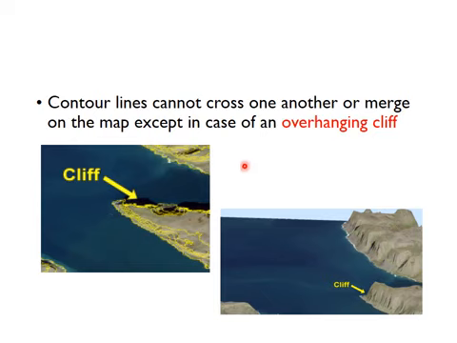So the last one is the cliff. Generally contour lines will not cross one another. In previous images also we have seen that contour lines will not cross one another. It is in a cliff alone, an overhanging cliff alone, that the contour lines will be overlapping. See here, this is a cliff, and the cliff contour lines, shown here in yellow color, alone will be overlapping. In other cases, there won't be any merging of contour lines. This is also one of the characteristics.